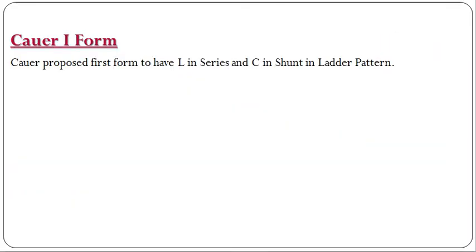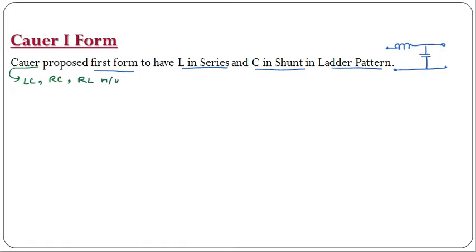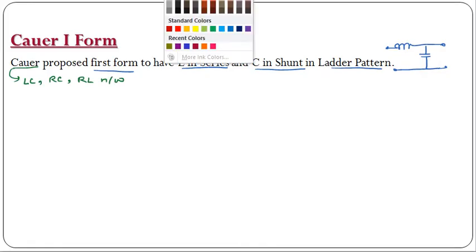Now let us see Cauer first form. Cauer proposed the first form to have L in series and C in shunt in the ladder pattern. It means the circuit of Cauer first form will always have an inductor in the series branch and a capacitor in the shunt branch. So if the inductor is in series and the capacitor is in parallel, then it indicates that it is Cauer first form. Using Cauer form we can realize three types of networks: LC network, RC network, and RL network. Let us see the general circuit for all these three networks.